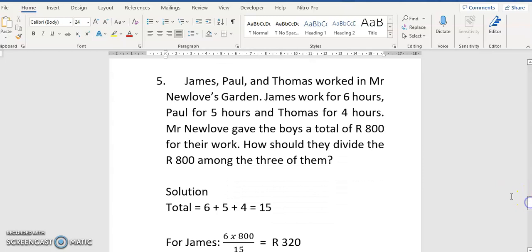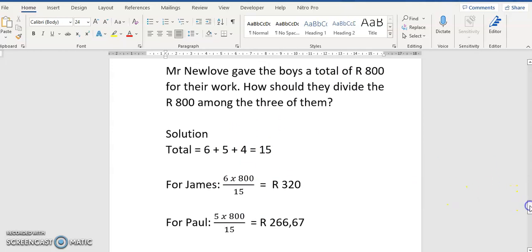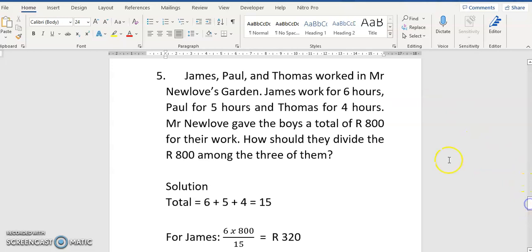Okay, so the first thing we need to do is to add the number of hours. So we have 6 hours plus 5 hours plus 4 hours. If we add all this out, you are going to get 15. Then we need to calculate the amount that James should have. James worked for 6 hours. If you check the question, it says he worked for 6 hours.